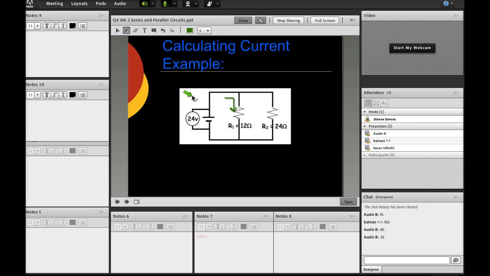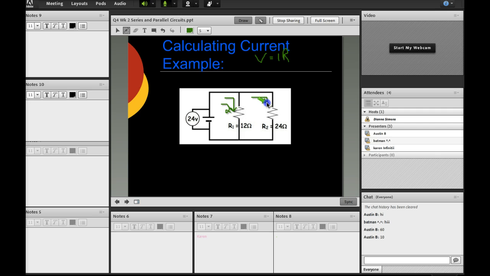It's 24 and 12. V equals IR. Current is the I, right? So the total resistance in that first one is just 12. So it's 24 divided by 12. So how many amps are going through this first part? What's 24 divided by 12? 2. 2 amps here. All right? So of our current, 2 of the amps have gone through here.